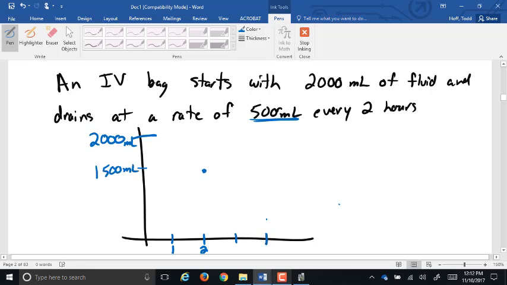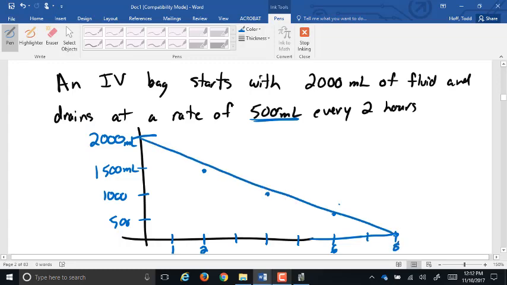Then at 4 hours, we're going to be at 1,000. At 6 hours, at 500. And then finally empty at 8 hours. If I draw my graph well, that would make a line. There's a good reason why I'm a math teacher, not an art teacher.